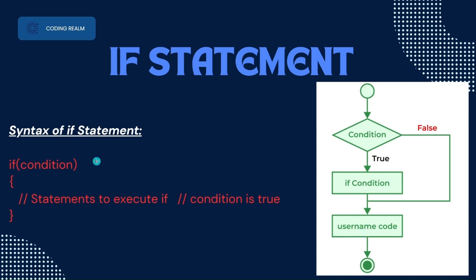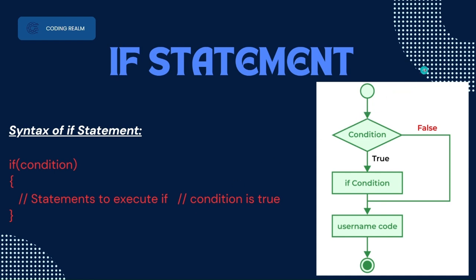And this is the syntax of the if statement. We have a condition, for example, if a is greater than 10, and we open the braces and put the statement to be executed. If the condition is true, it will be executed. If it is not true, the statement is not executed. This is all about the if statement.